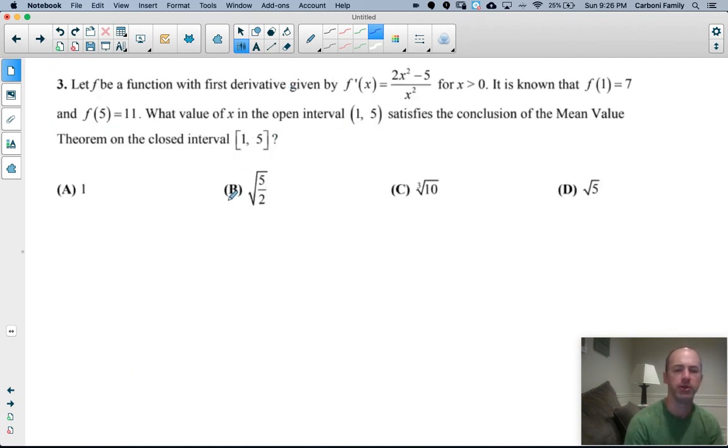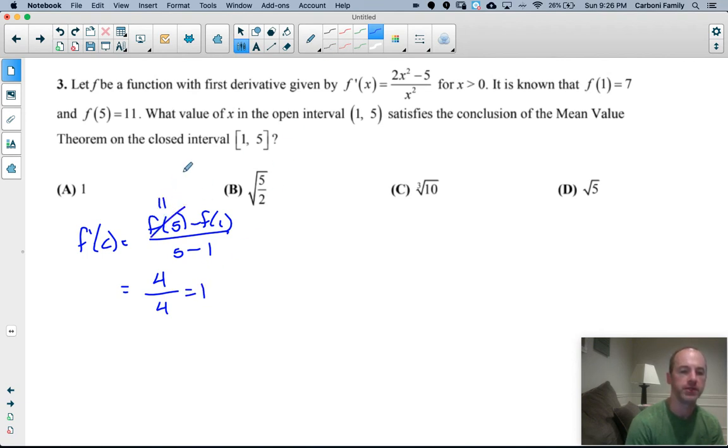Okay, so here's a multiple choice one. So we have a function, and they are giving you the first derivative. They are telling you that f of 1 and f of 5 have values of 7 and 11. And then they ask what value of x satisfies the conclusion of the mean value theorem on 1 to 5. Well, mean value theorem says that f prime must equal f of 5 minus f of 1 over 5 minus 1. And they gave you the values for f of 5 and f of 1. So that will be 11 minus 7, which is 4 over 4. And that is a nice clean 1.